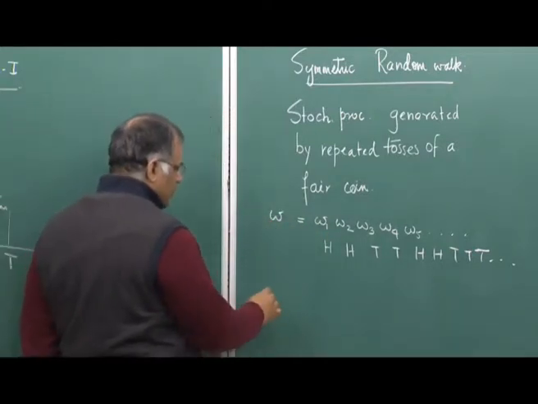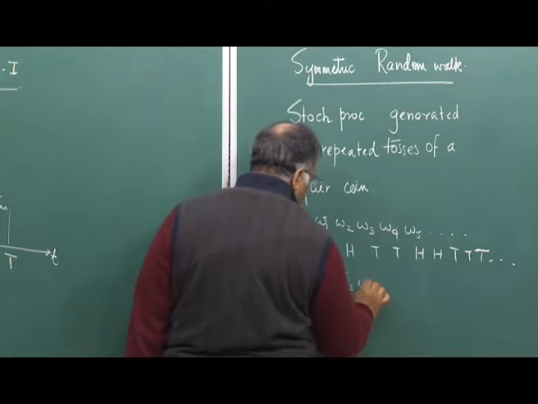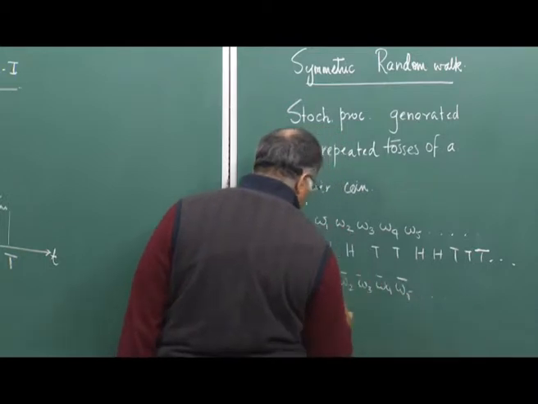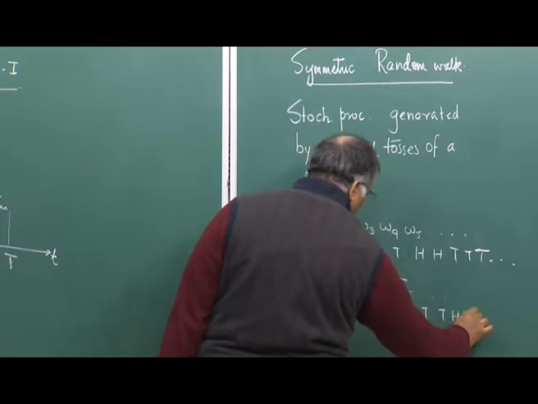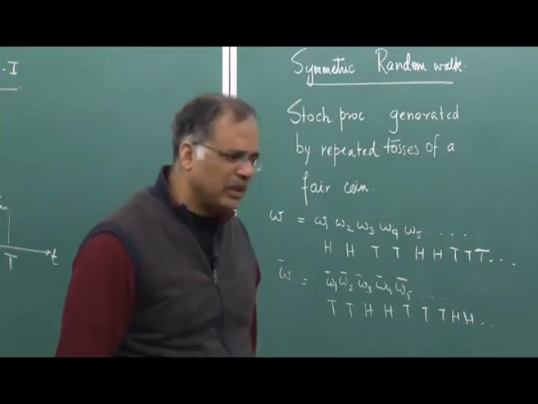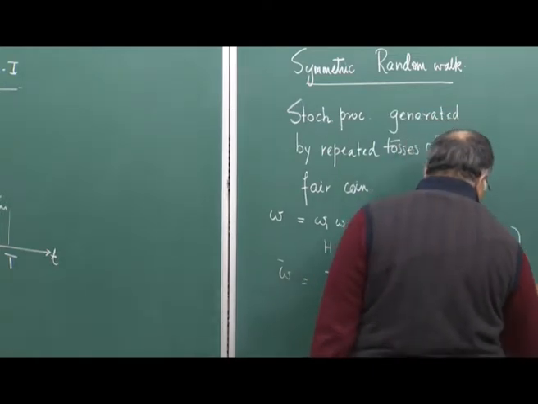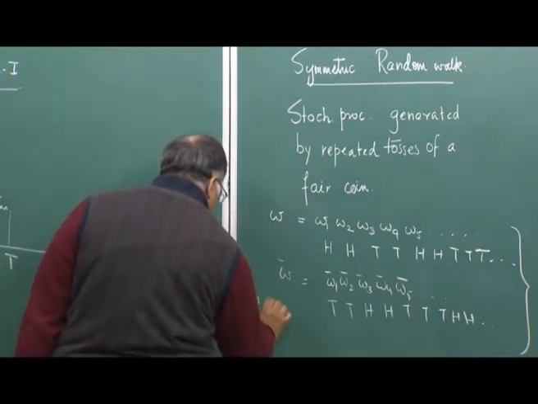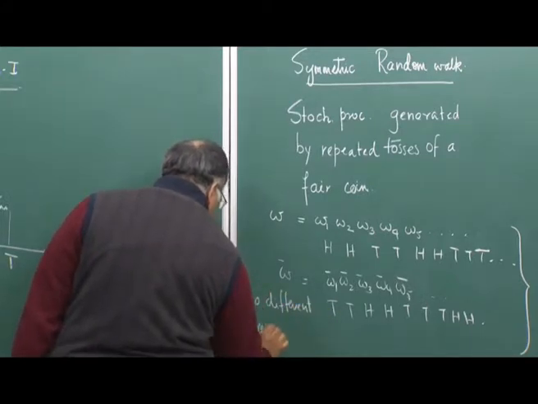You could have another scenario, say omega bar, consisting of omega 1 bar, omega 2 bar, omega 3 bar, omega 4 bar, omega 5 bar. It could be something like this: tail, tail, head, head, head, tail, tail, tail, head, head, head, and so on. These are two different scenarios, and each would generate a different sample path. How do we generate this symmetric random walk?